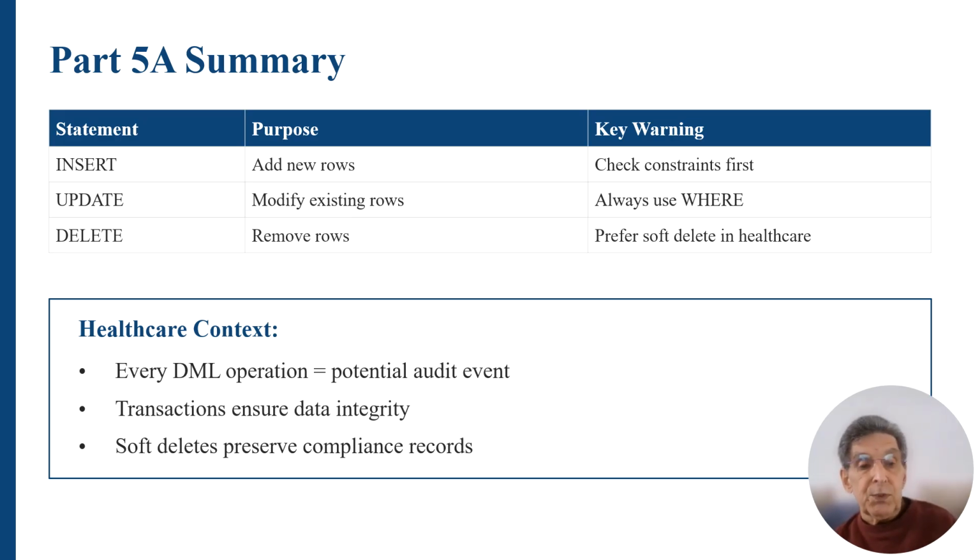All right, let's summarize what we're doing in 5A today. Bring it all together. What does insert do? It adds new rows to your table. Your key concern is checking constraints first. Make sure you're providing required values for all the columns, using valid foreign keys and not duplicating any primary keys. Update modifies existing rows. Your key concern is always using a where clause to target the specific records you want to update. And then delete.